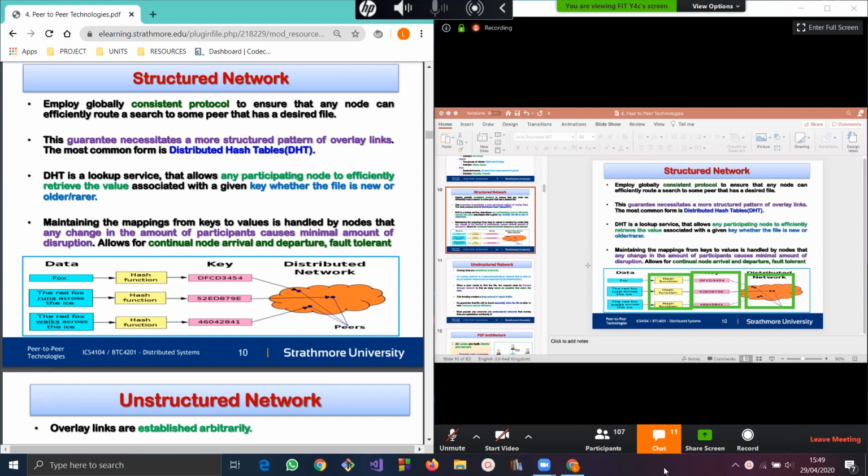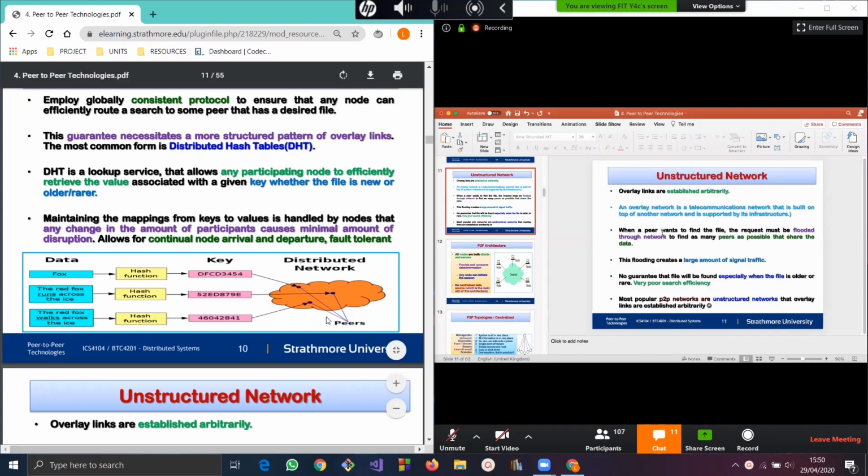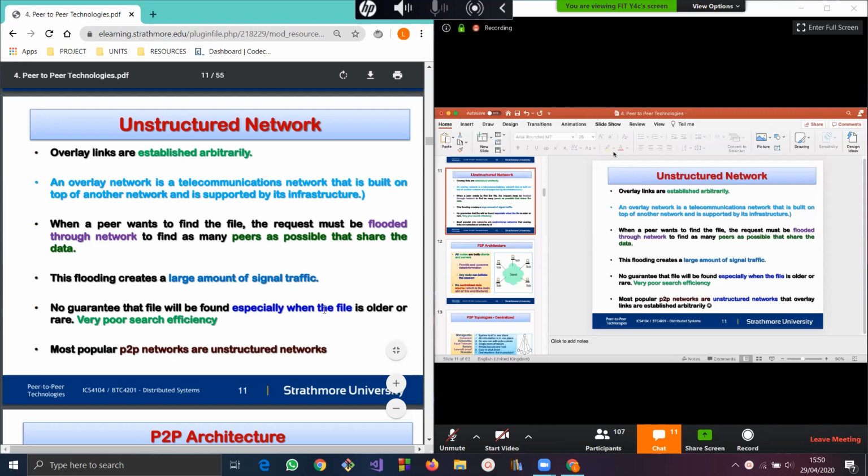The class uses these examples of algorithms to help you identify or access those particular files. On the other hand, an unstructured network, like we said, is established arbitrarily. This one is just built on top of the telecommunication network. When a peer wants a particular file, it will just flood the network, and as many peers as possible will share that information. And this flooding can create a lot of signal traffic.